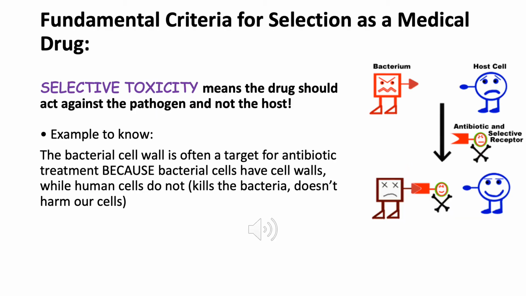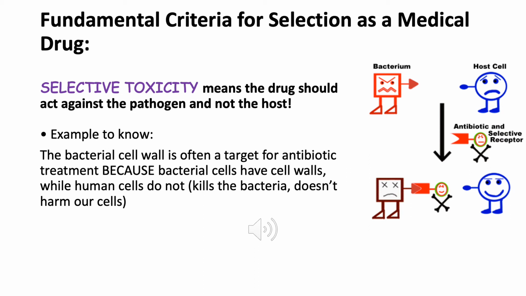When antibiotics are being developed, there's one major factor for selection as a medical drug, and that's called selective toxicity. And that means that the drug should act against the pathogen and not against the host. So a drug would be selected that kills the pathogen without hurting the person taking the drug.